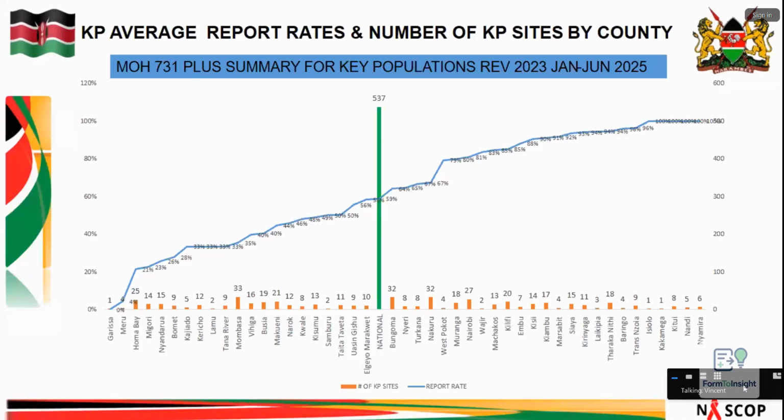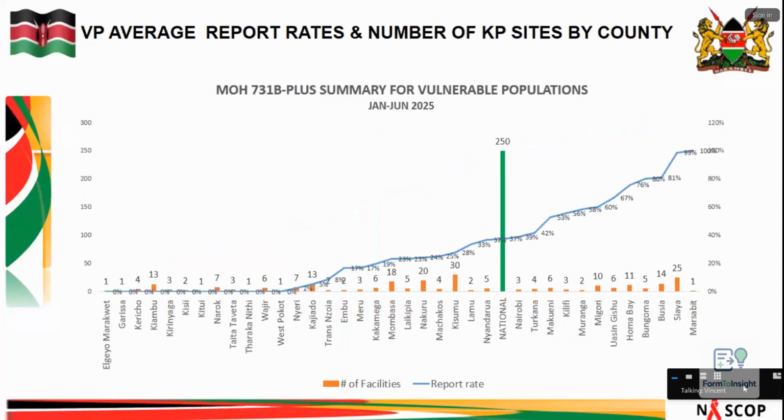So you can see the counties with the majority of facilities or stand-alone DICEs that are offering KP services, but are very low or low reported. We have counties like Siaya, which have 15 reporting sites, but at 92%. So you can see the reporting rate is still an issue on KHIS, and we need to address that.